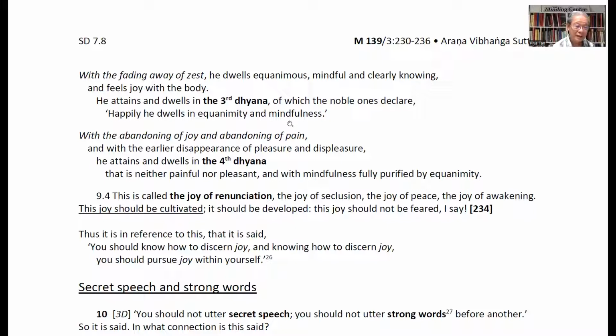Then in the next stage, again, there is this letting go, with the abandoning of joy, abandoning of pain. Joy and pain are both all gone. This happiness, in other words, there is neutral feeling here. And with the earlier disappearance of pleasure and displeasure, which are mental, he attains and dwells in the fourth dhyana that is neither painful nor pleasant, and with mindfulness fully purified by equanimity. So here, this is a mentally neutral state in the sense that the mind is calm and balanced. There's neither pleasure nor pain. But it is not that there is no feeling here.